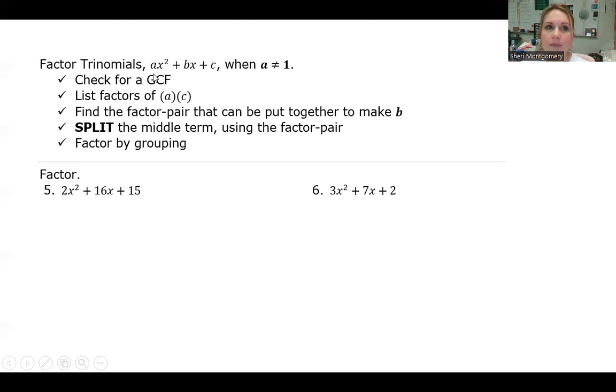So we're going to do some of the same steps. We have to check for a GCF. Now we're still doing the same thing. We have to list factors of A times C, which now is going to be different because A isn't 1. We're going to find a factor pair that can be put together to make B. That's still the same skill. But what's different is we're going to split the middle term. So if we start with 3 terms, we're going to make 4 terms. And when we have 4 terms, we can factor by grouping. So let's all take a deep breath because we're going to do this problem, but we'll do it together.